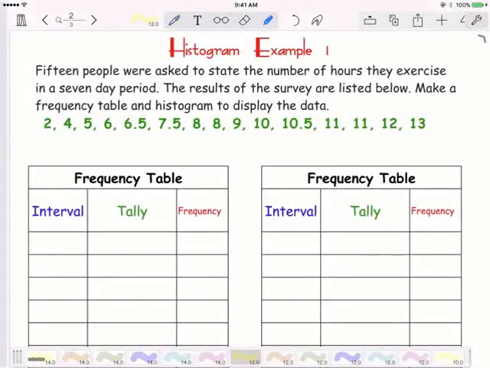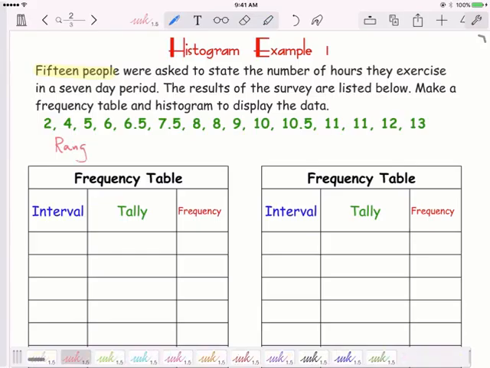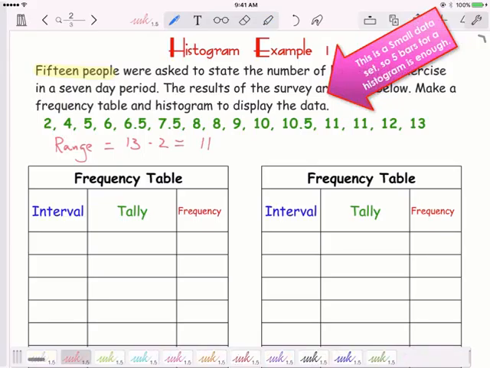The question says 15 people were asked to state the number of hours they exercised in a 7-day period. The results of the survey are listed below. Make a frequency table and histogram to display the data. The first thing we should do is to find the range of this data, which is 13 minus 2, and it is 11. Since it is a small data set, it's better to create a histogram with fewer bars. So let's do 5 bars.